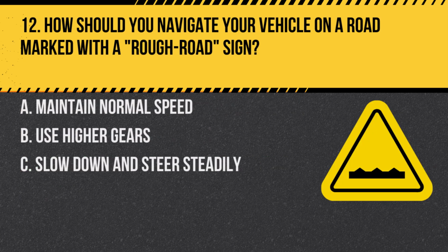Question 12. How should you navigate your vehicle on a road marked with a rough road sign? A. Maintain normal speed. B. Use higher gears. C. Slow down and steer steadily. Answer: C. Slow down and steer steadily. A rough road sign indicates uneven surfaces, so slowing down and maintaining control is important.